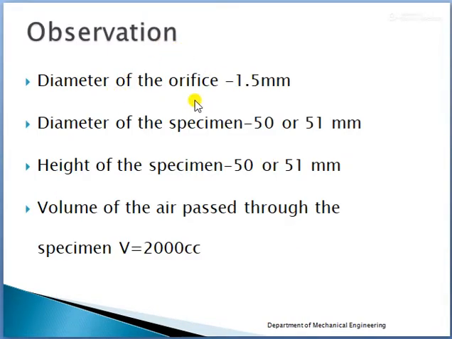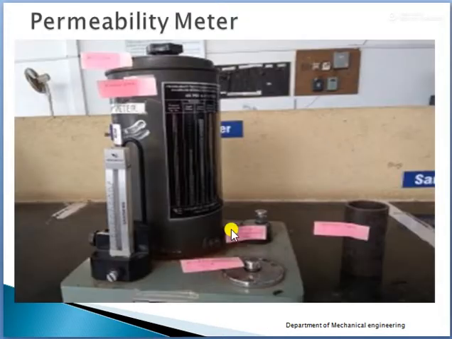Observation: diameter of the orifice is 1.5 mm, diameter of the specimen 50 to 51 mm, height of the specimen 50 to 51 mm. Diameter and height will be the same for that specimen, and volume of the air passed through the specimen V is 2000 cc.